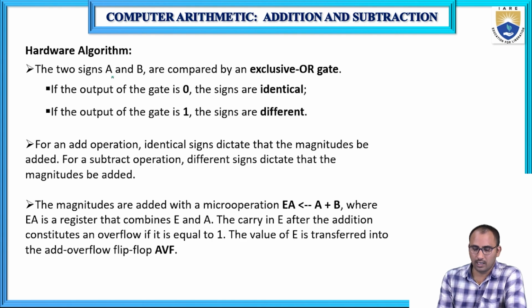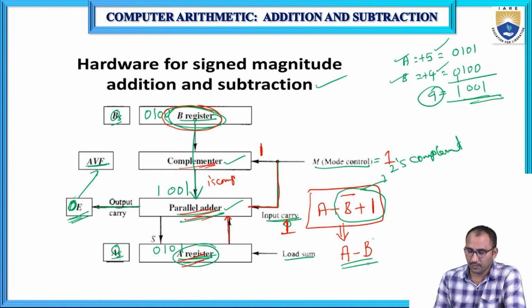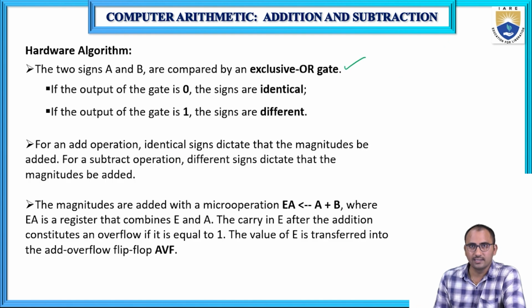So the hardware algorithm. The two signs A and B are compared by an exclusive OR gate. So how can we implement the algorithm? This is a hardware implementation. Using this, we are going to implement the algorithm for addition and subtraction.